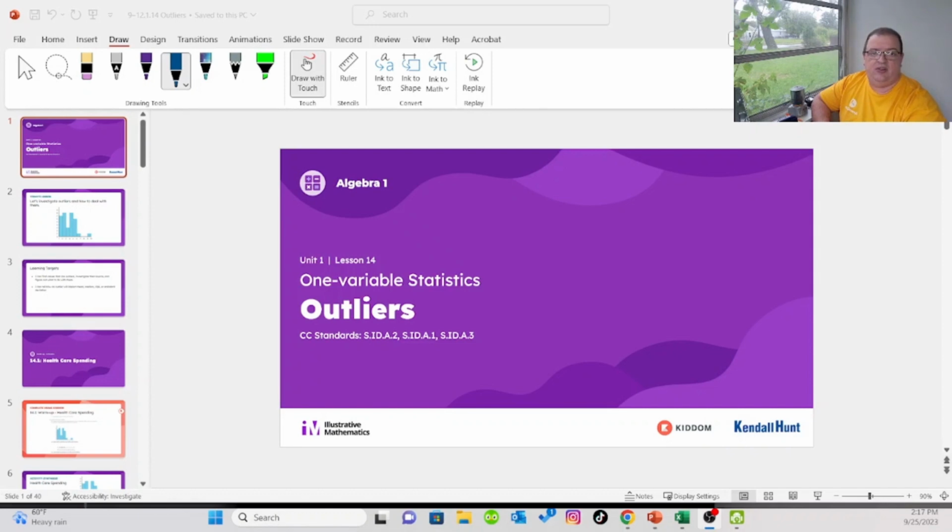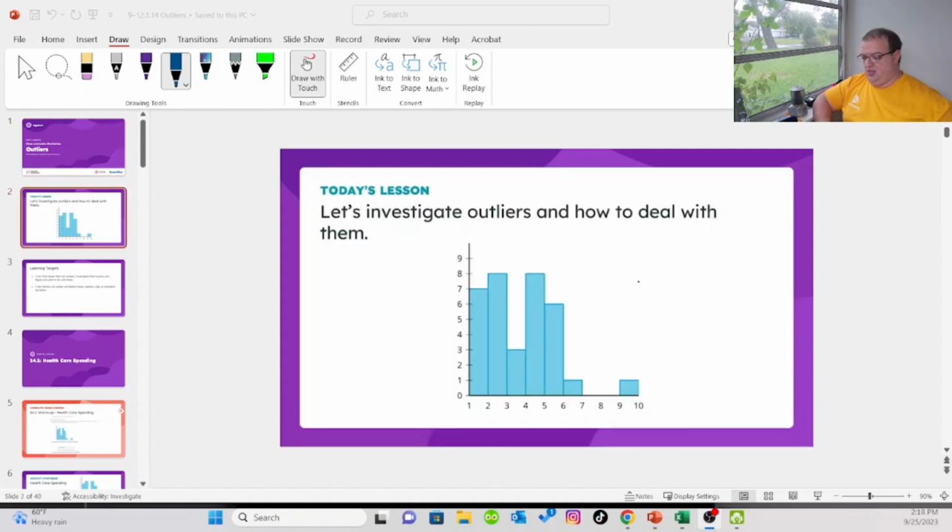And if it is an outlier, how do we determine whether we keep those outliers in our data set or whether we remove them? So in today's lesson, we're going to investigate outliers and how to deal with them.